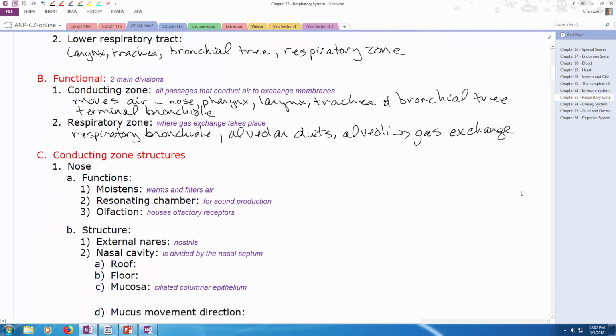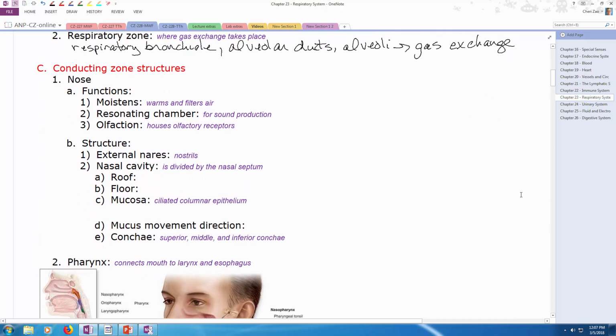Looking at our conducting zone structures, let's see what they're there for. Our nose is actually designed to help moisten, which is humidify, warm, and filter the air that's coming in. It also serves as a resonating chamber for sound production and is our area where our olfactory receptors are located up high. Structurally, when we take a look, air comes in through the external nares or nostrils, then enters into the nasal cavity, which is divided by the nasal septum, which is bony and cartilaginous.